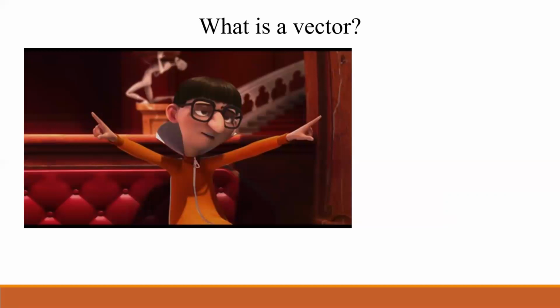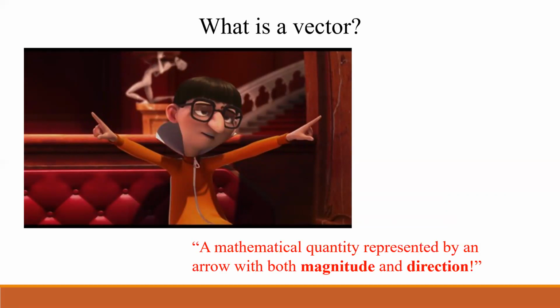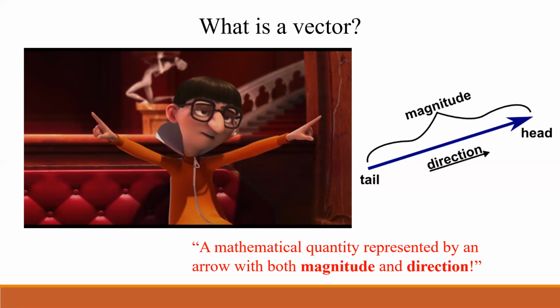Vector introduces himself because he wants to commit crime with both a magnitude and a direction. And that quote that he says is actually completely valid for what a vector is. It's a mathematical quantity represented by an arrow with both magnitude and direction. So if you remember that, you're going to be ahead of the game.